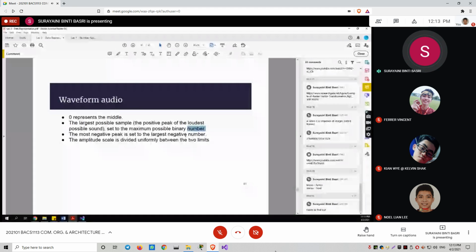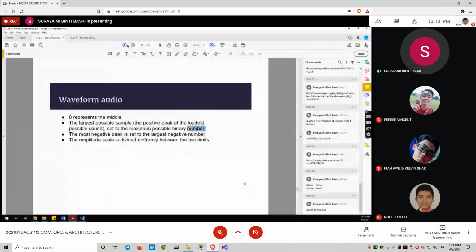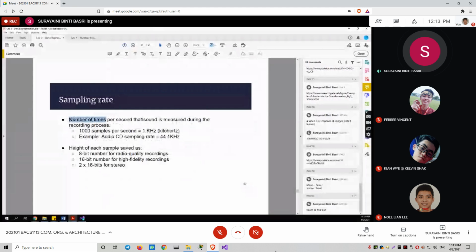The sampling rate is the number of times per second that sound is measured during the recording process. So 1 kilohertz means that there are 1,000 samples per second, meaning the computer processes 1,000 samples per second.